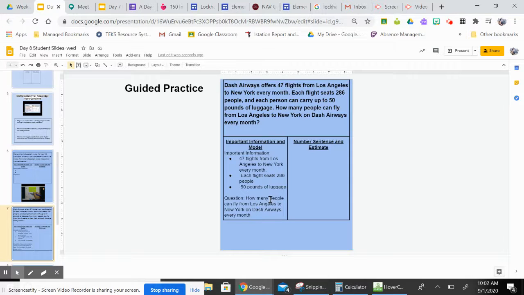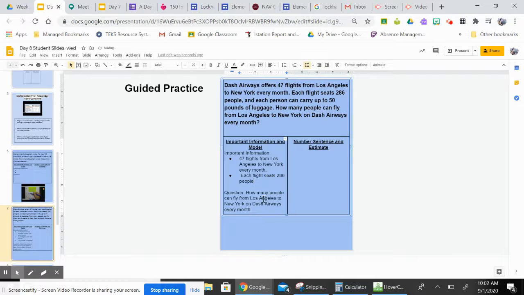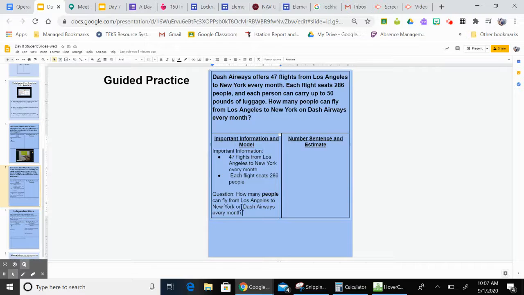So do I really need to know how much luggage there is? No, that is extra information that we don't need. I am focused on how many people are going to be flying from Los Angeles to New York every month. So not just on one trip, on every trip of that month. Now that we found our important information in our problem, we can go ahead and find what operation and model matches our word problem.